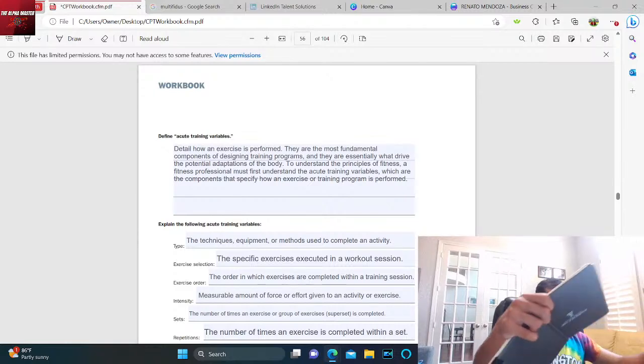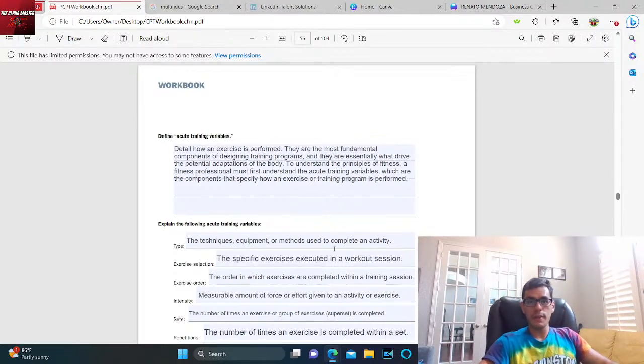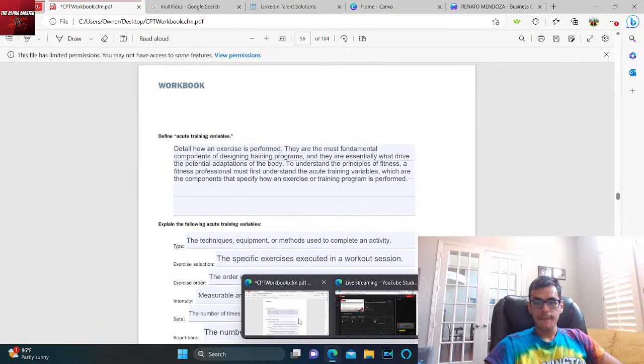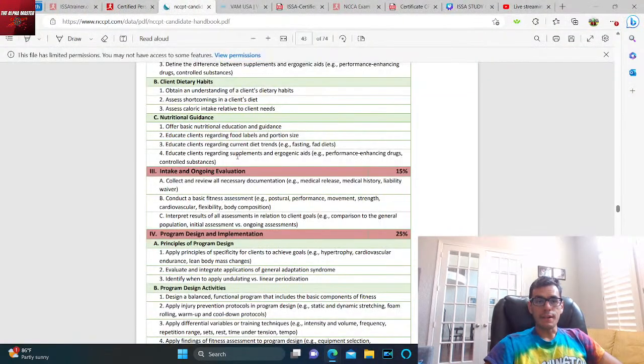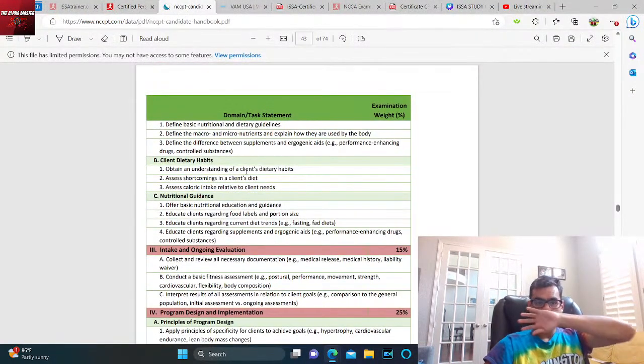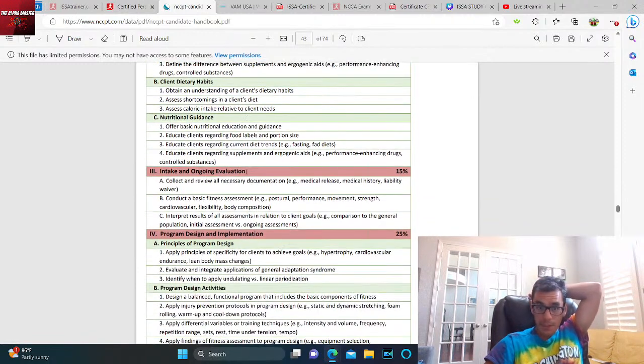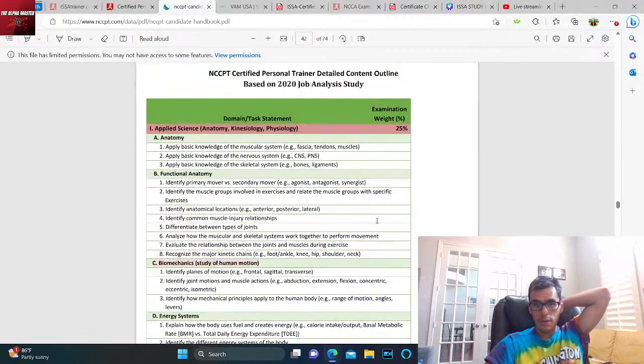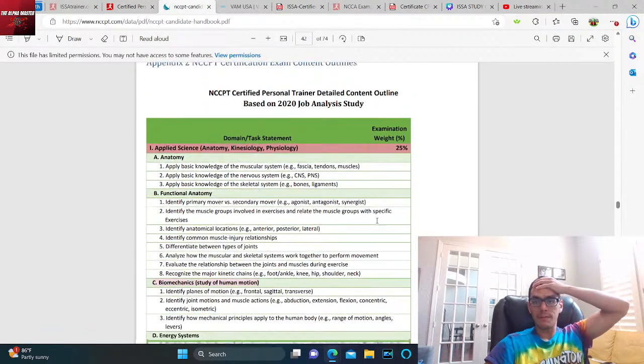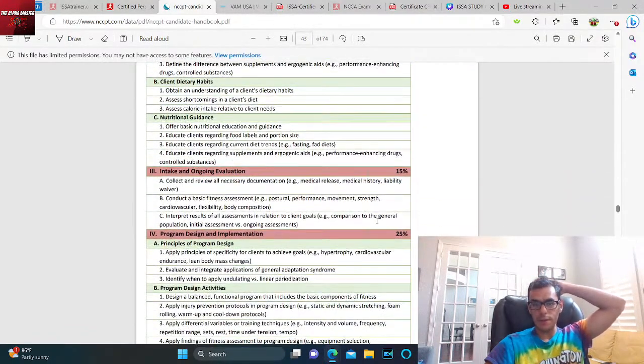This is going to be the principles of program design chapter. If you look at the candidate handbook, this chapter is part of the program design and implementation section of the examination, with a weight of 25%.